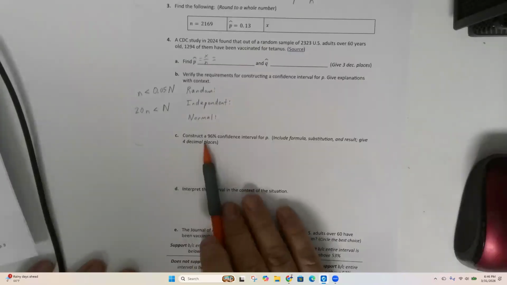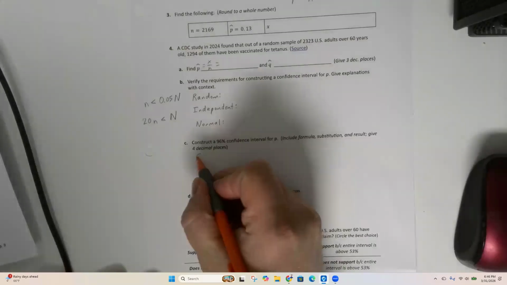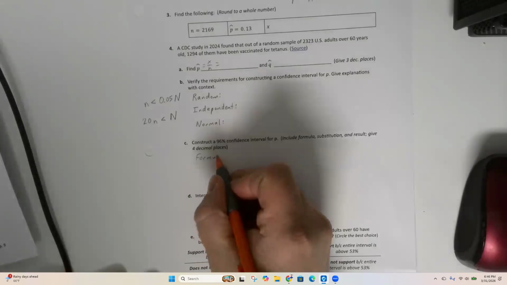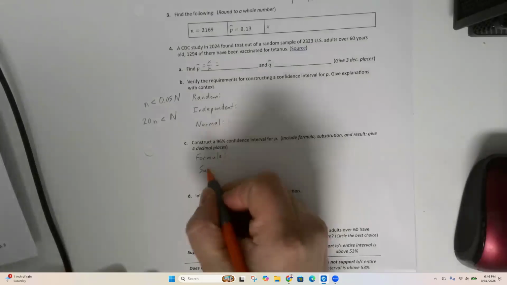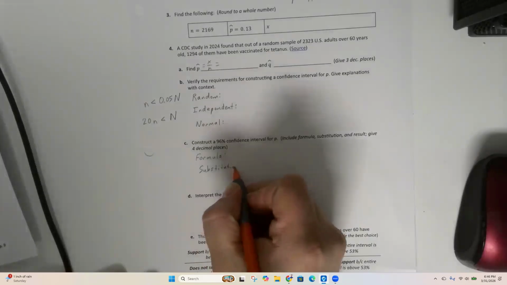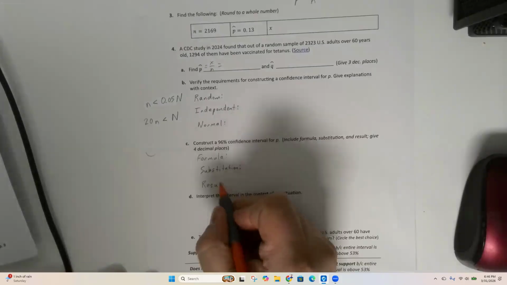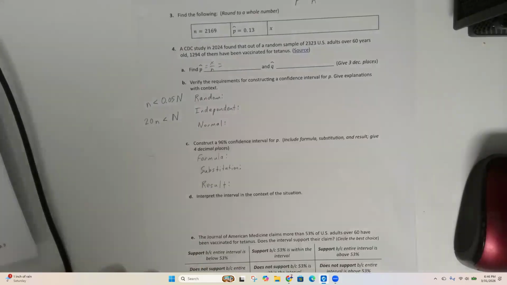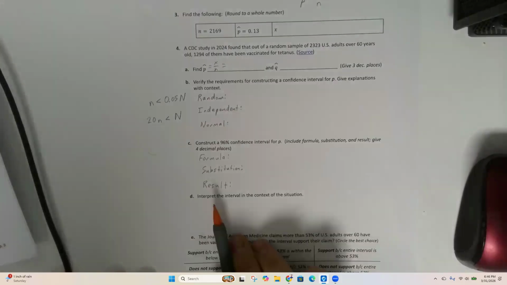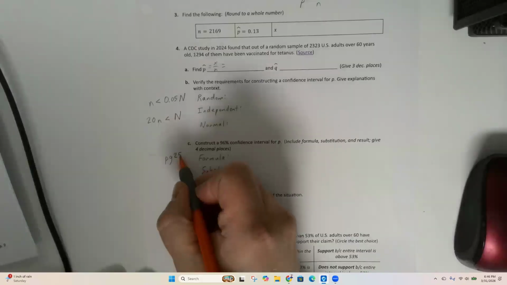For C, construct a 96% confidence interval for P. So we need to give the formula for that, substitution, and our results. And this is on page 259.